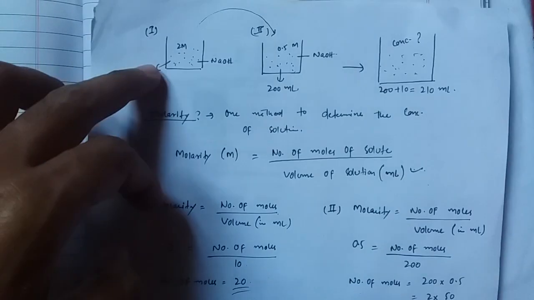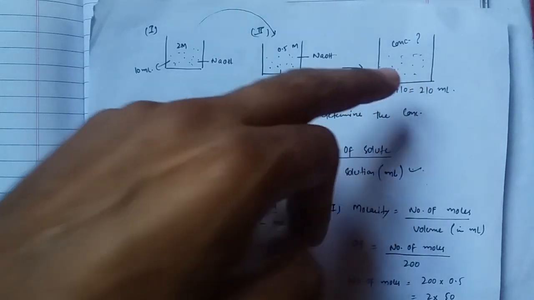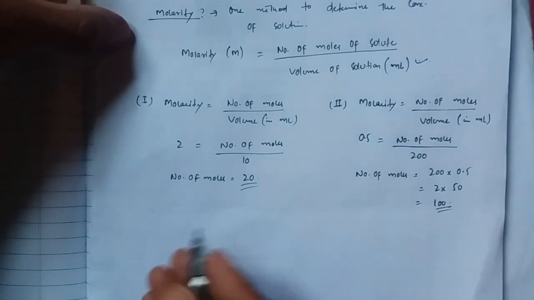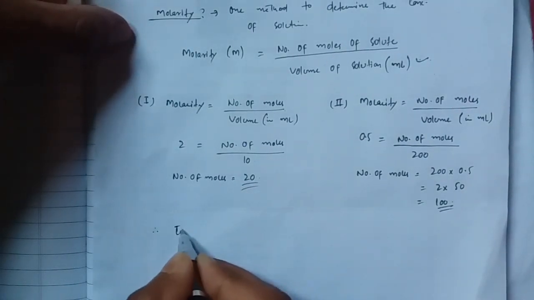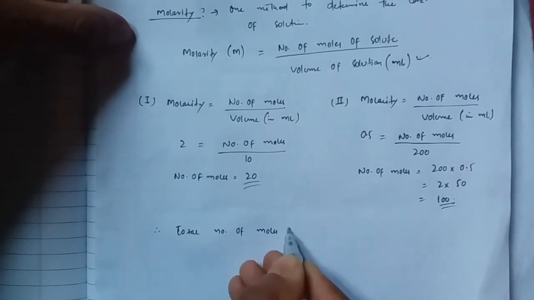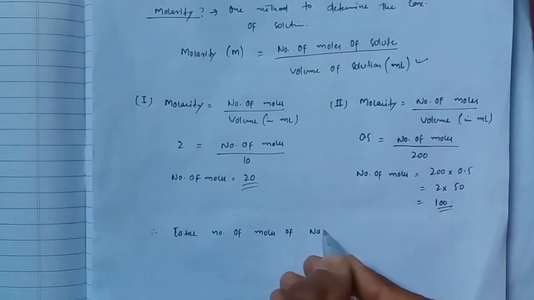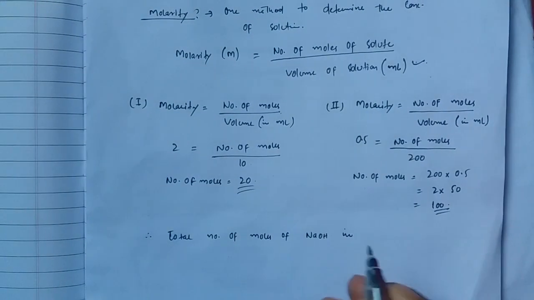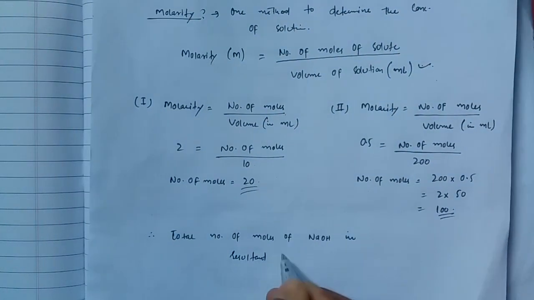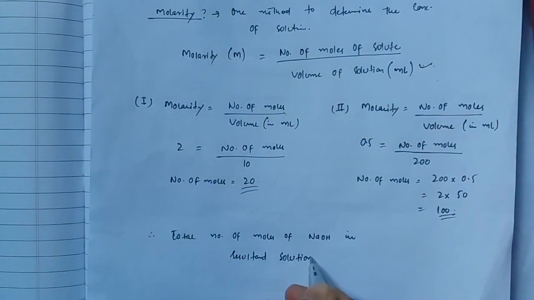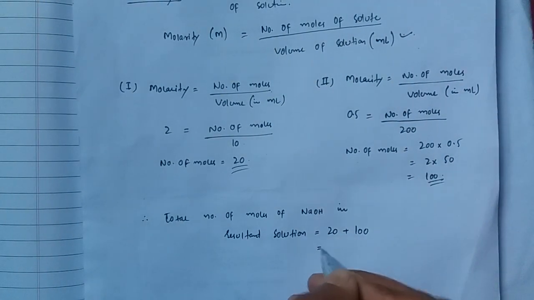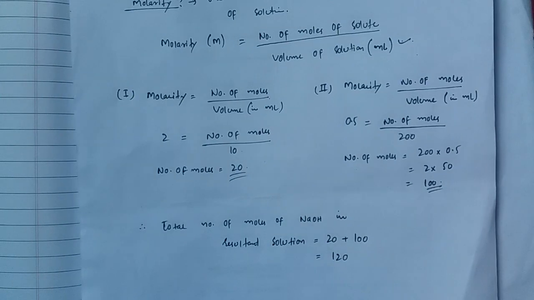So when we add this first solution to the second solution, the new solution we are getting would have the number of moles equal to this plus this. Therefore total number of moles of sodium hydroxide in resultant solution will be equal to how much? 20 plus 100, that will be equal to 120 moles.